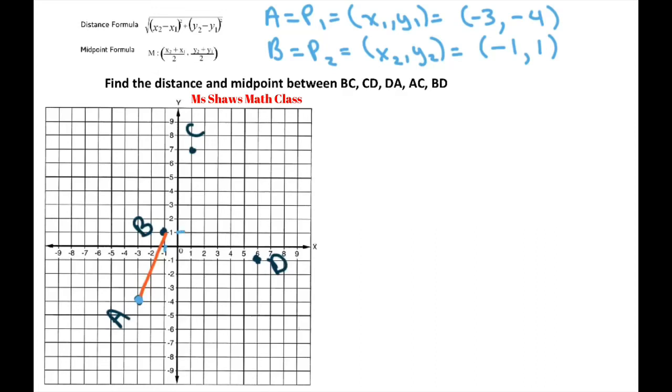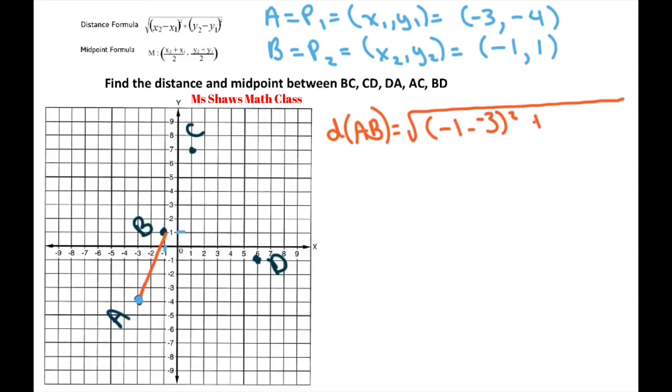Now let's find the distance from A to B, and that's going to be the square root of -1 minus -3 squared plus 1 minus -4 squared. So both of these turn to pluses because they're double negatives. So we can just read it like that.